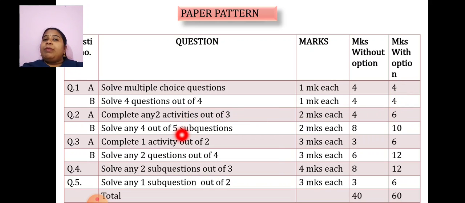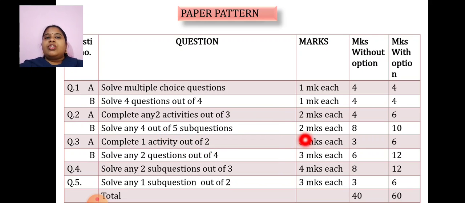Then question number 2B will be solve. Okay, these are 2 marks questions. 4 questions you have to do out of 5. There is an option in it, so a total of 8 marks. Question 3A is again an activity. Now here in question number 2 you had to do 2 out of 3. But in question number 3 you will have a choice of only 1, like out of 2 you have to do 1.